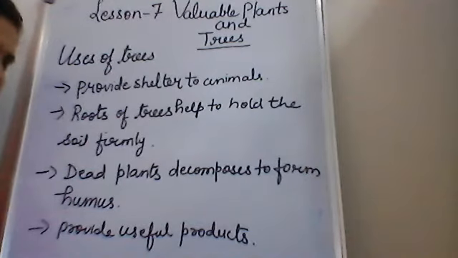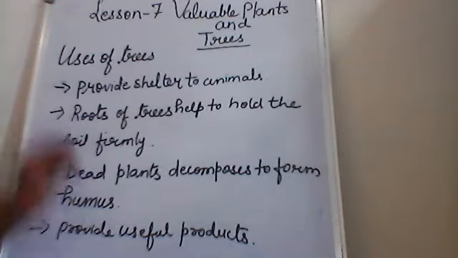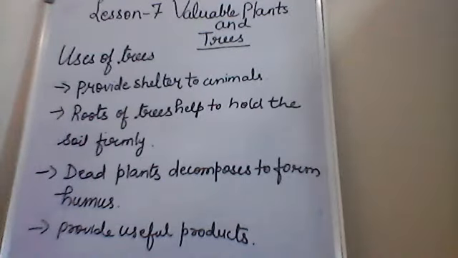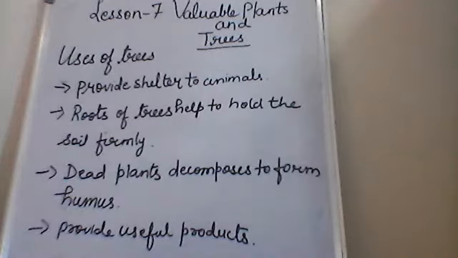The leaves which fall on the ground mix with the soil, and this rotten plant matter is called humus. Okay, and you also know that trees provide us many useful products. Which types of products? Like medicines, paper, wood, etc. So these were the uses of trees.